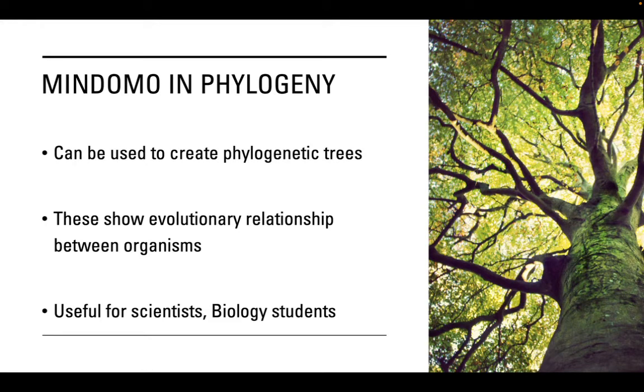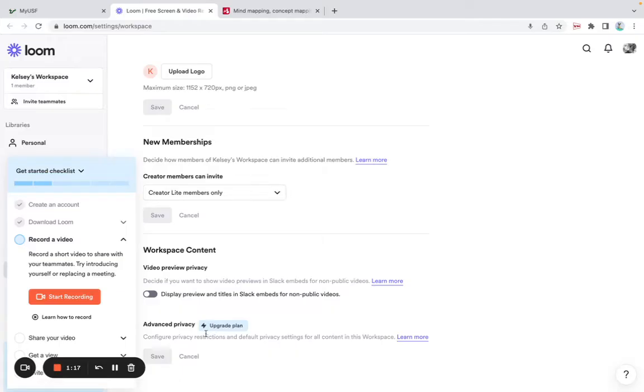So, how can Mindomo be used in phylogeny? Or, firstly, what is phylogeny? Phylogeny is the study of phylogenetics, which shows the evolutionary relationships between organisms. So, it shows how organisms evolved from a common ancestor, how closely related organisms are, and we call these phylogenetic trees as the branching resembles the branching on a tree. And this is very useful for scientists studying phylogeny and also students taking courses, for example, biological diversity. So I'm going to give you all a demo of how Mindomo can be used.